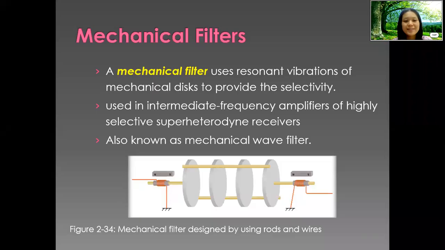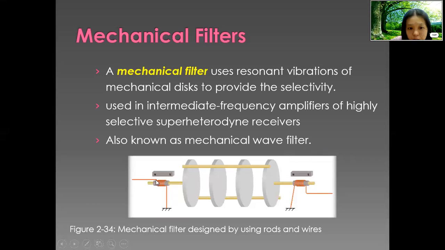Hi, today we would like to learn about the mechanical filter. A mechanical filter uses a resonant vibration of the mechanical disc to provide the selectivity. Used in the intermediate frequency amplifier of a highly selective superheterodyne receiver, it is also known as a mechanical wave filter.